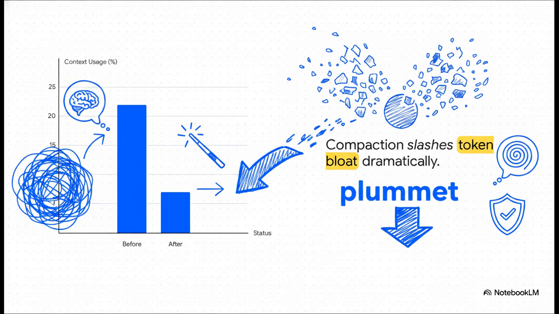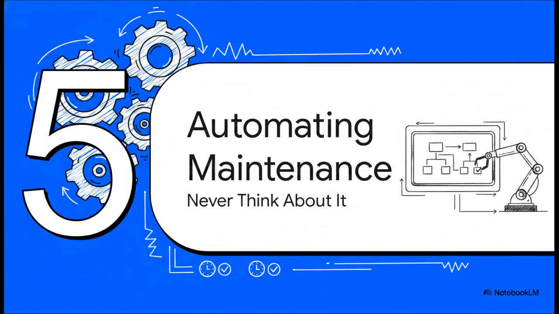And the power of this workflow? It's entirely data-driven. Just to put that into perspective, imagine a context window creeping up to 22% usage before compaction. Afterward, it is suddenly slashed down to just 7%. This 1-2 punch completely crushes token bloat. It keeps you miles away from that dangerous 50% threshold we talked about earlier, ensuring your model stays incredibly sharp and responsive. Let's wrap things up with Section 5, automating system maintenance.